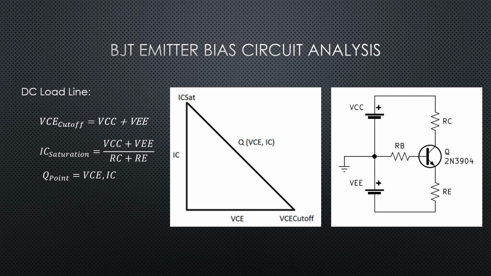And hopefully again, like I mentioned in the previous videos, we need our Q point. If we're going to be an amplifier, we need our Q point to be somewhere in the middle of the active region, which is between IC sat and VCE cutoff, preferably close to the middle.